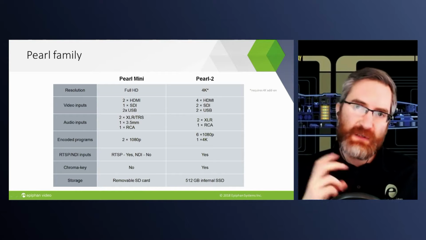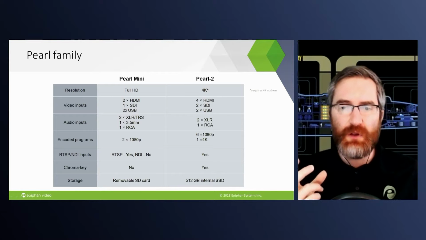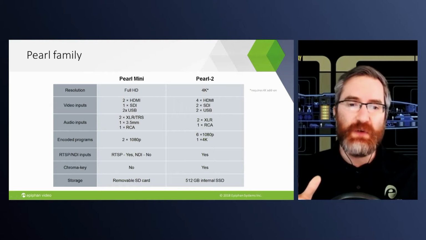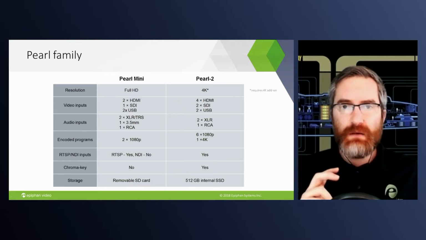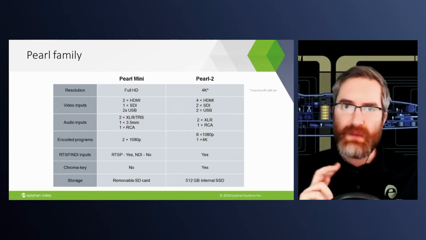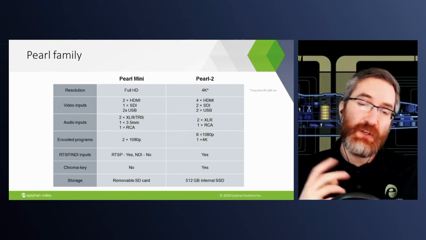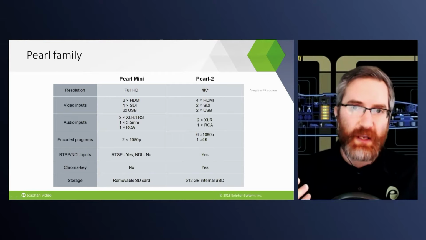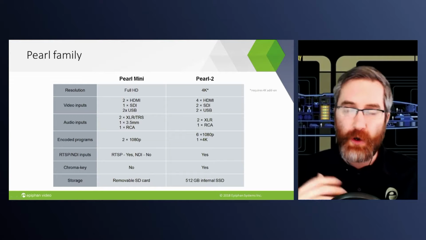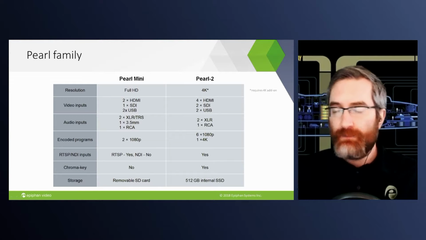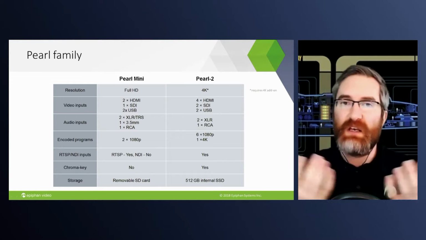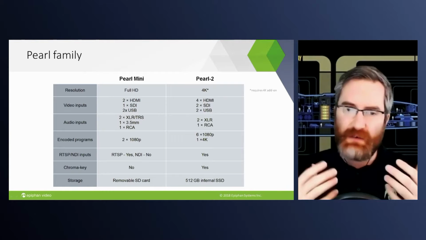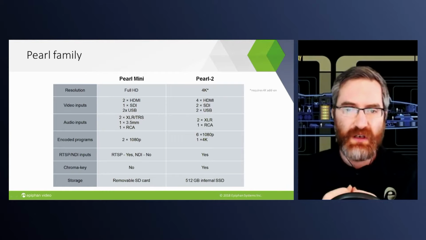Encoded programs, which is essentially a system performance level, is also substantially different between the two. The Perl Mini is generally recommended, when doing mixing and switching, to have up to 2 simultaneous encoding channels. So one of these could be recording, one of them could be live streaming, or they could be doing different things: different content, different bit rates, different encodes, different destinations.